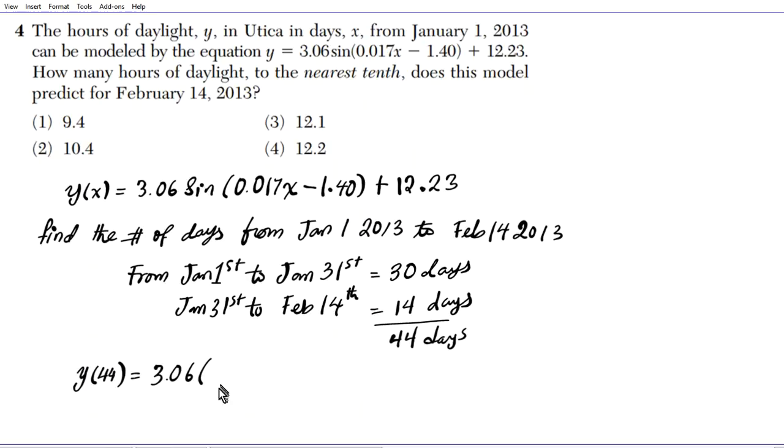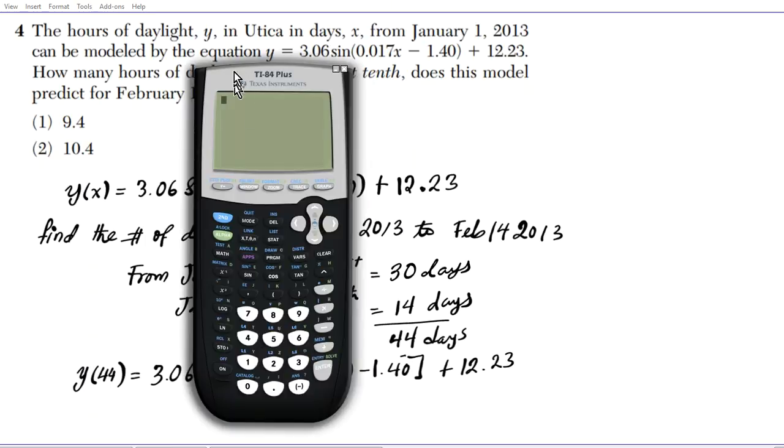3.06 times. We don't need the parentheses. 3.06 sine 0.017. Instead of x, you put in 44 minus 1.4 plus 12.23. Okay, so let's fire up our calculators and compute this.